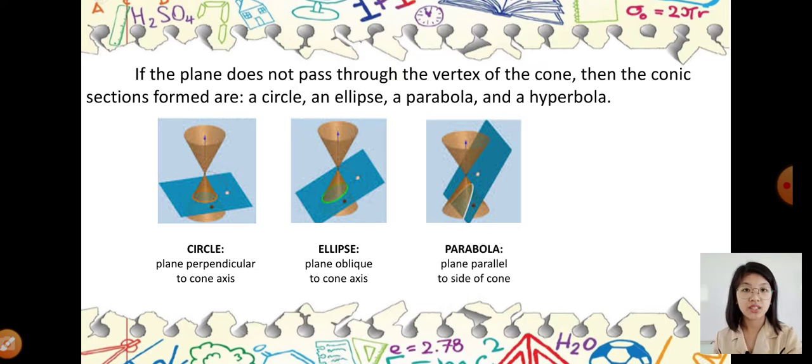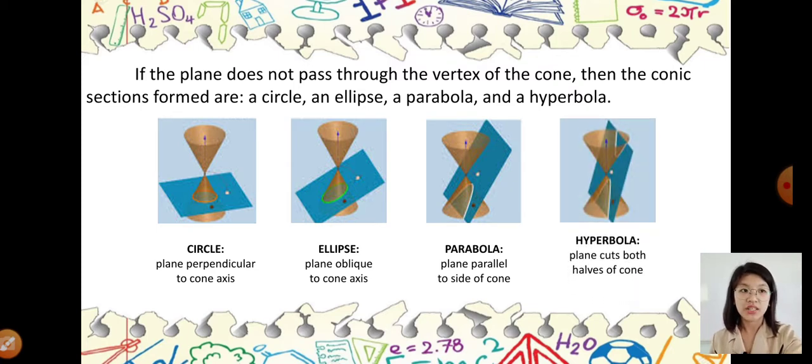And this one is the parabola. Why? Because the plane is parallel to the side of the cone. Sa isang side lang. It's either the upper nap or the lower nap. How about the hyperbola? So, the plane cuts both halves of the cone, yung sa upper nap and then sa lower nap. Ayan, napapansin nyo, dalawa dun sa nap ang na-cut or ang na-touch nung plane.